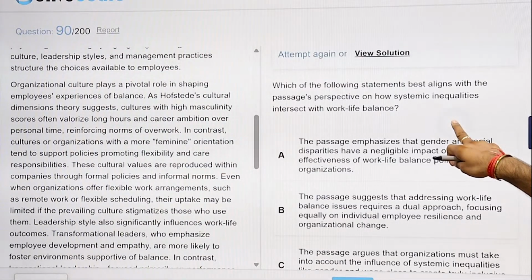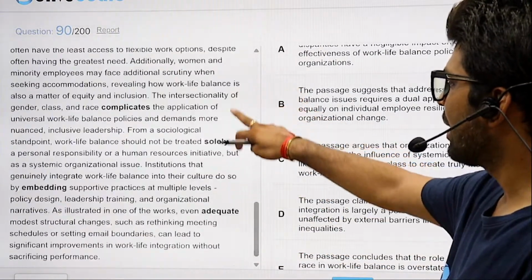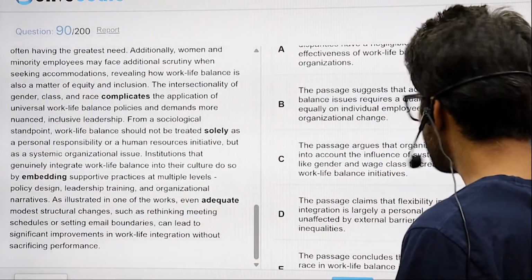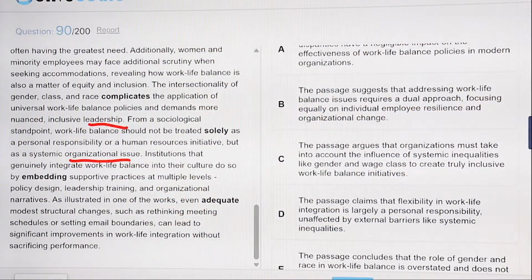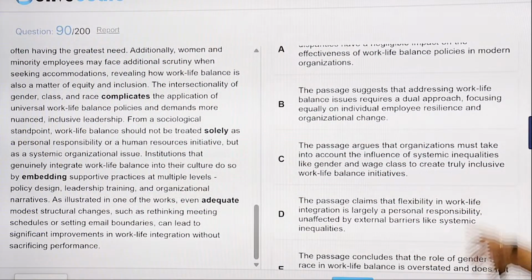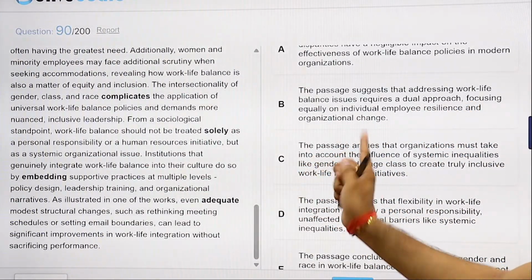The correct one or the incorrect one? The passage suggests addressing work-life balance issues requires a dual approach, focusing equally on individual employees, but the passage is not talking about individual employees. It's talking about the organization, institution, leadership. Even though it mentioned gender, male or female, it did not mention a single person, but everyone, I think. So I don't think so. Focusing on each individual employee, not at all.